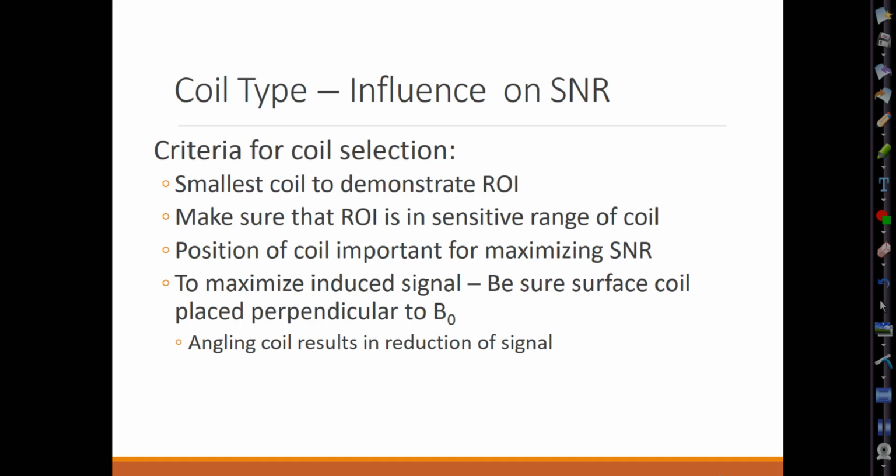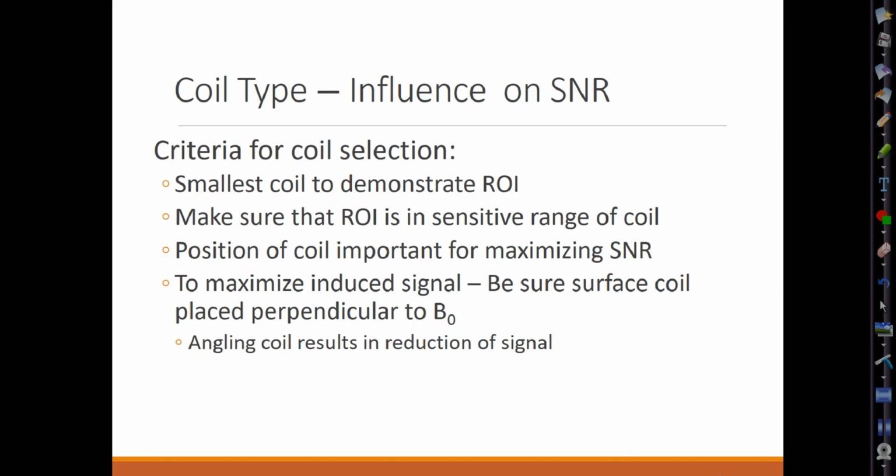Make sure that the region of interest is in the sensitive range of the coil. A lot of times people will use these great coils and then accidentally not select that coil, and only the body coil was turned on, and they're not going to get the best signal. Usually it only takes one pulse sequence to realize that, and they go, oh, I forgot to turn the coil on. And then they've got to run it again.